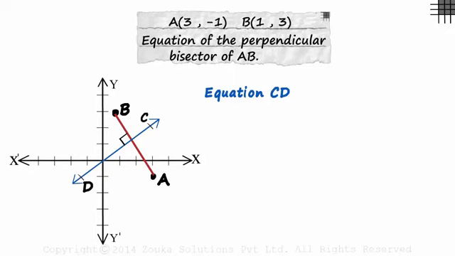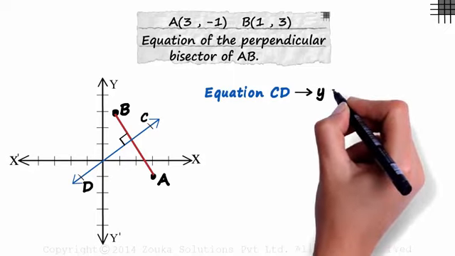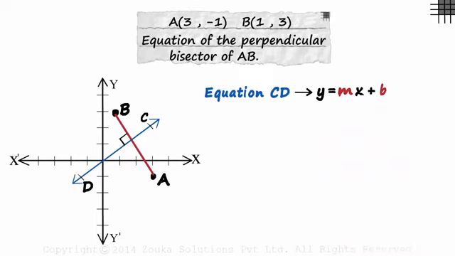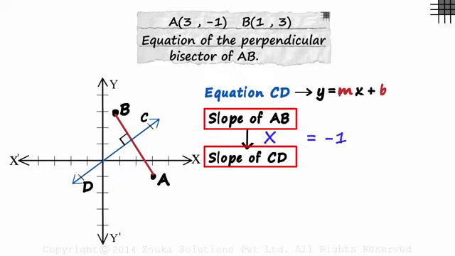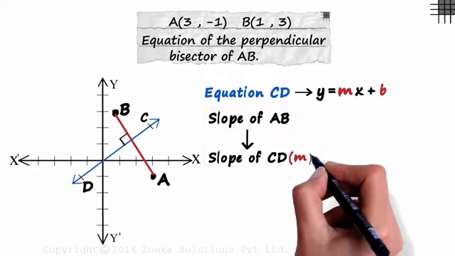With the slope-intercept form, let's assume that its equation is y is equal to mx plus b. How do we find the equation? We need m and b. m is the slope of CD and b is its y-intercept. How can we find the slope of CD? To find the slope of any line, we need the coordinates of at least 2 of its points. We have the coordinates of A and B, which can give us the slope of AB. And as AB and CD are perpendicular, the slope of AB will give us the slope of CD. Their product will equal -1.